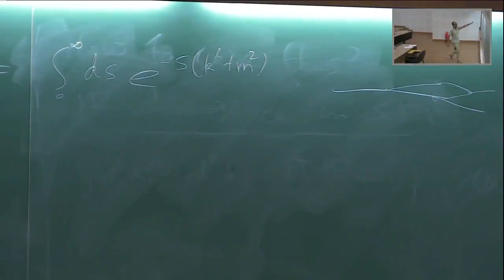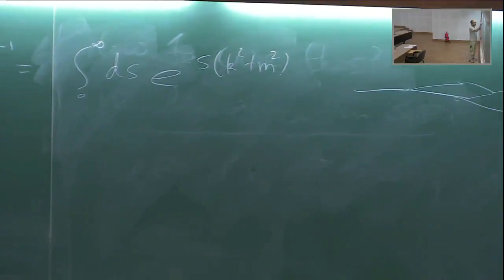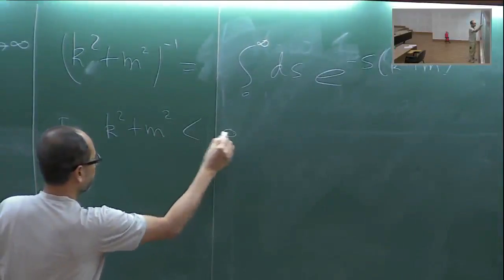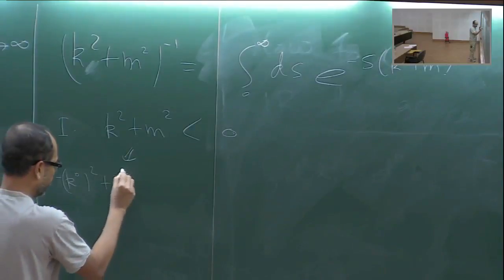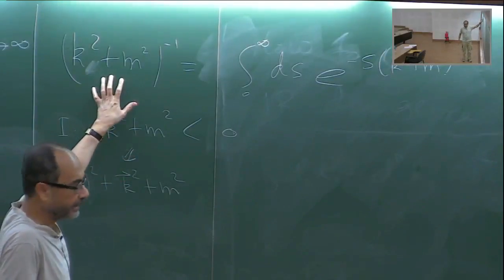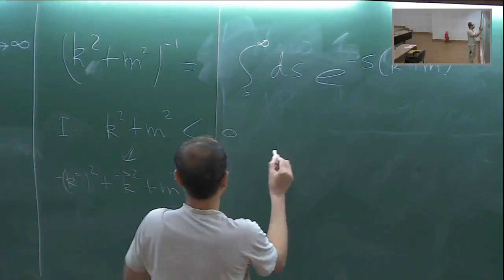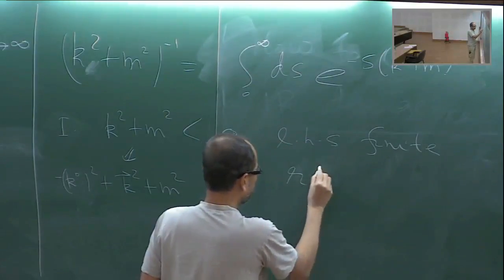So let's look at this object over here. Now here you can see where the divergence can come from. First we can consider the case when k squared plus m squared is negative. Let me remind you, k squared plus m squared is minus k0 squared plus k vector squared plus m squared. When this is negative, of course the left hand side is perfectly finite, but the right hand side is infinite. LHS is finite, RHS is infinite.